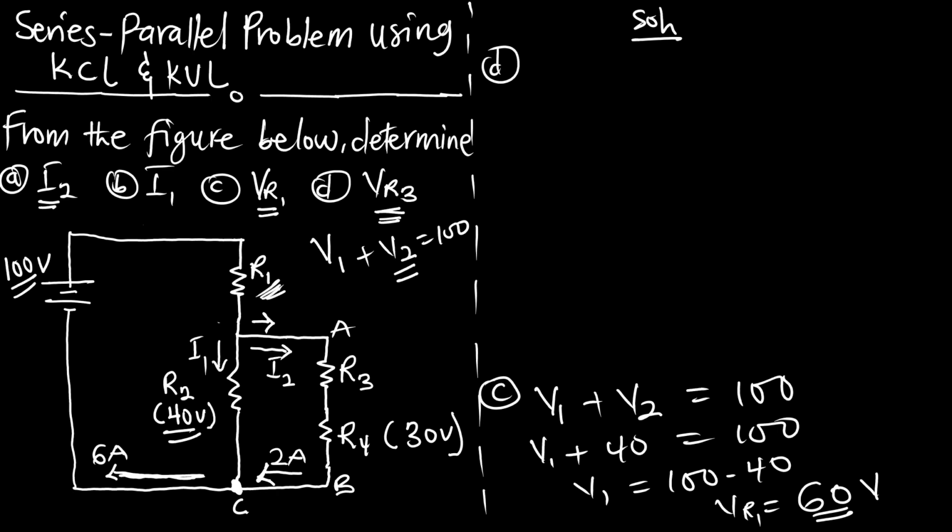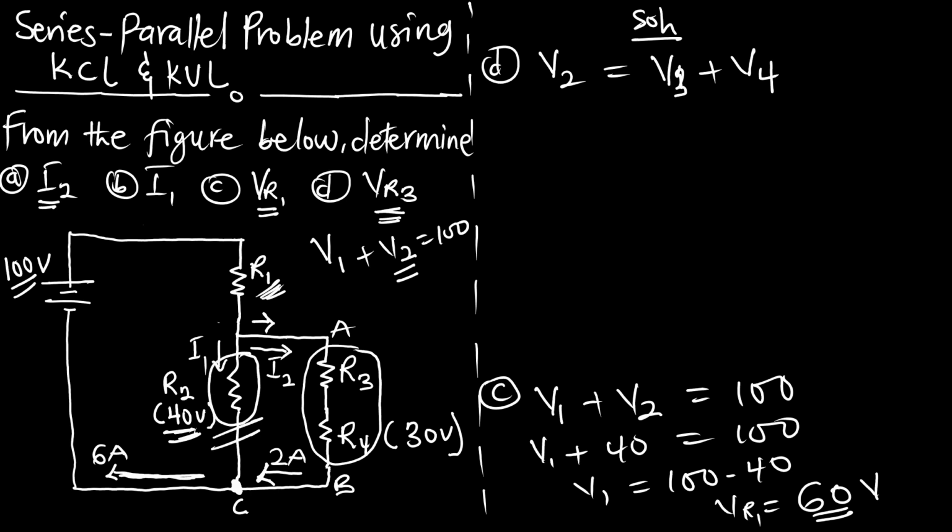So for parallel circuits, the voltage across resistor 2 here is equal to the summation of the voltage across resistor 3 and resistor 4. Because this is in parallel to resistor 2, whatever voltage is across resistor 2 is equal to whatever voltage is across the two of resistor 3 and resistor 4. So this is the expression.